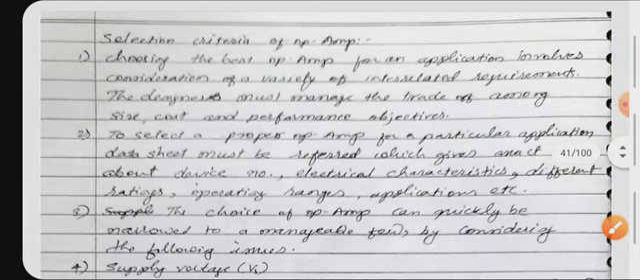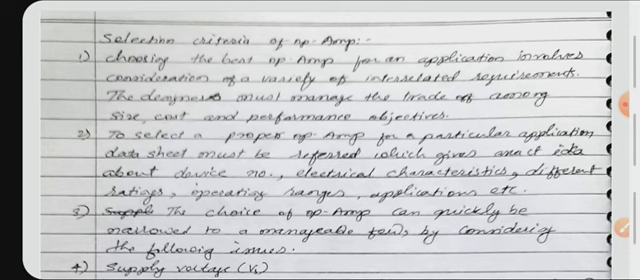So in the exam the question can be asked like this: state the selection criteria for operational amplifier. You have to start from what is an operational amplifier. Apart from the basic parameters which you have studied in second year, like various input output offset currents, offset voltages, CMRR, common mode rejection ratio, slew rate, SR, PSRR, power supply rejection ratio, input impedance, output impedance.